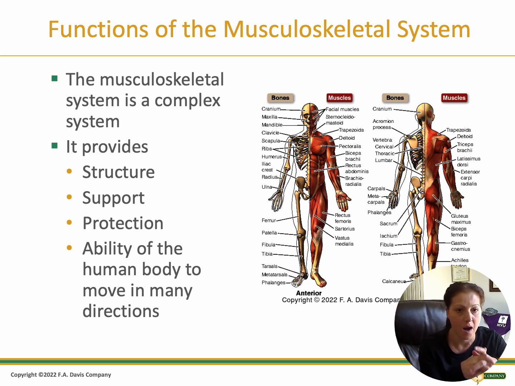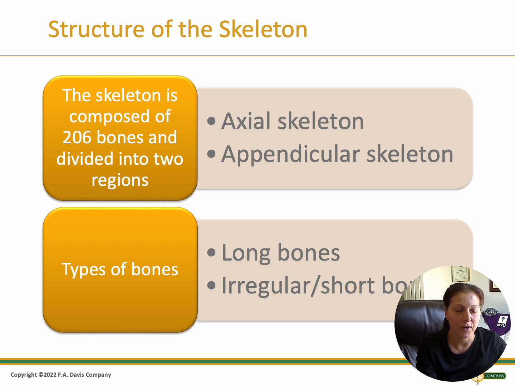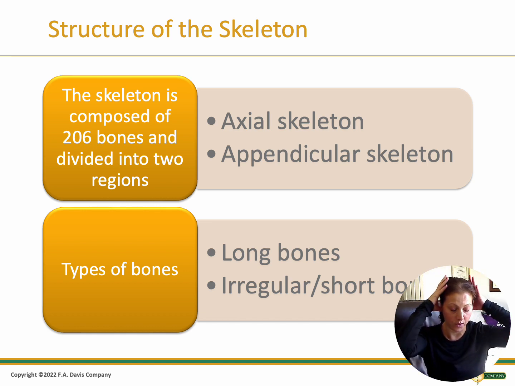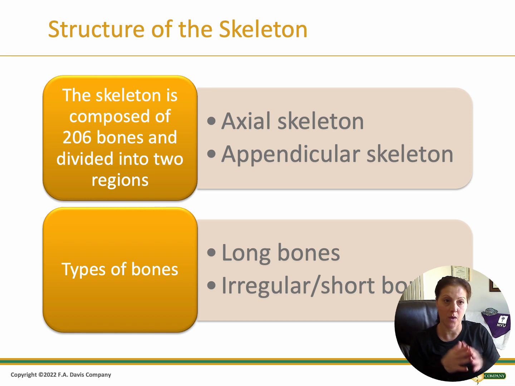different bones. There are about 206 bones divided into two regions, which are the axial skeleton as well as the appendicular skeleton. And then there are different types of bones. You've got your long bones, your short bones, and your irregular bones. And your axial skeleton is the skeleton that holds your neck and your cranium to your body, where your appendicular skeleton are all the other bones, your arms, your legs, your femur, your humerus, your tibia, your fibula, as well as your rib cage.